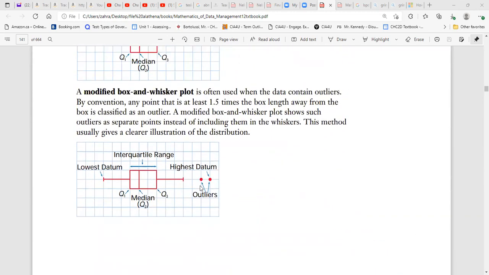If you want to find the outliers, when the data contain outliers, by convention, any point that is at least 1.5 times the box length away from the box is classified as an outlier. So basically, you find 1.5 times the interquartile range, and that's the distance between the outlier and the whisker. If that distance is greater than 1.5 times the interquartile range, you consider that point to be an outlier.